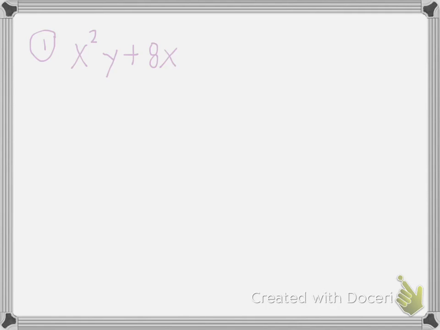If I wanted to factor here, I always look for a greatest common factor. Here I've got an x in common. So if I take out an x, I'll be left with xy plus 8. Remember, you can multiply it back, and it should always give you what you started with.